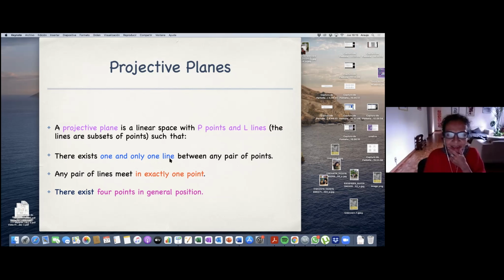There exists one and only one line between any pair of points. If you have two points, you have only one line. Any pair of lines meet in exactly 1 point, and there exist 4 points in general position. That is 4 points such that if you take them 3 by 3, they are not collinear, okay?